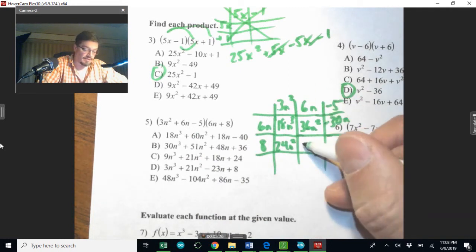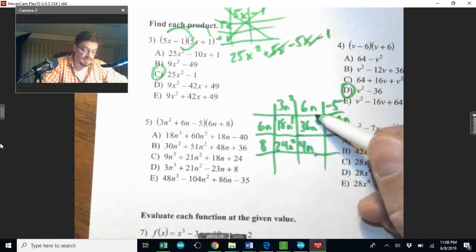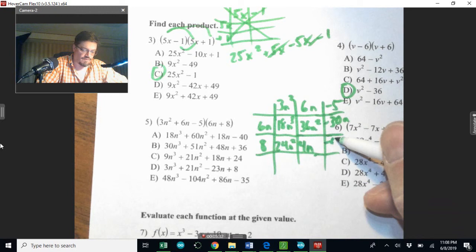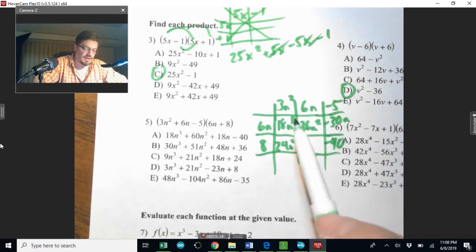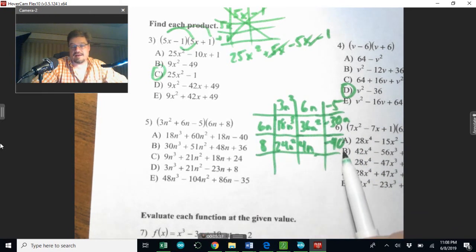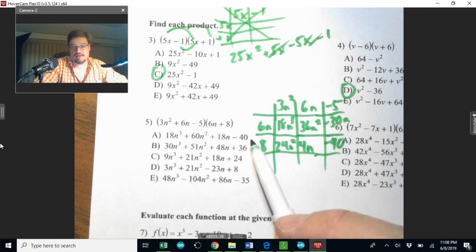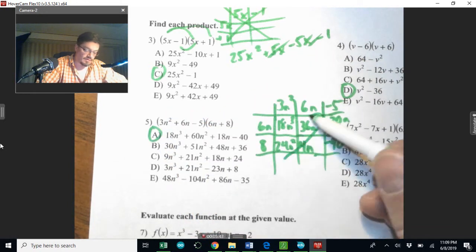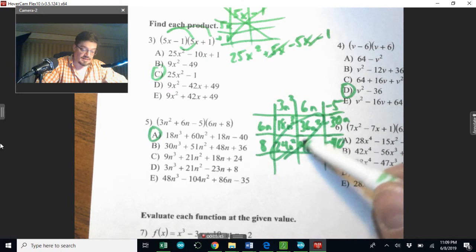Now, I could keep going, and just remember that these usually end up being like terms, usually, but not all the time. Negative 40. But just to verify, we do have an 18n to the third and a negative 40, so therefore right here and right here, that's the option you want to go with. That's A.